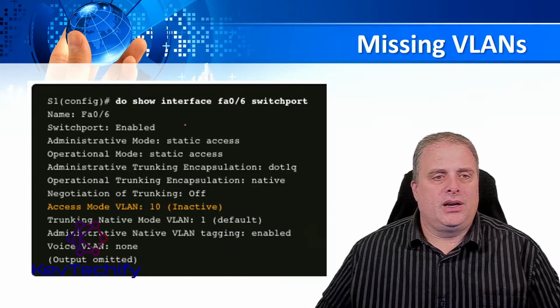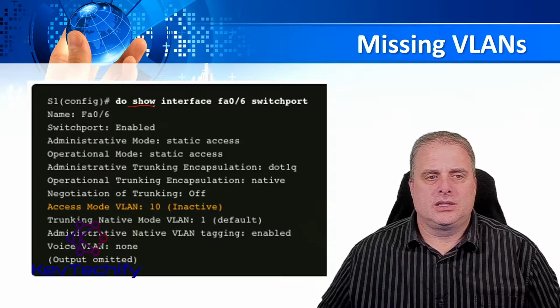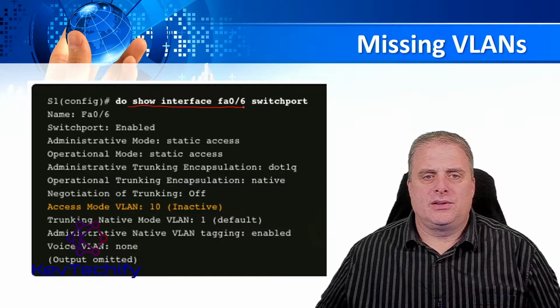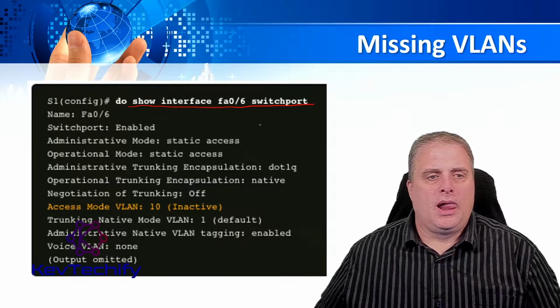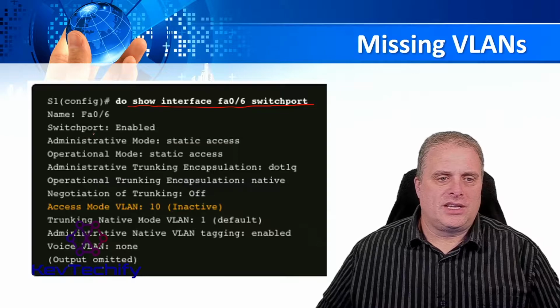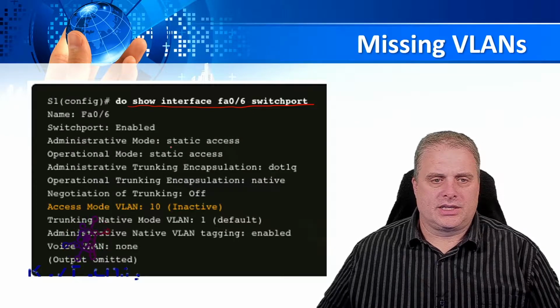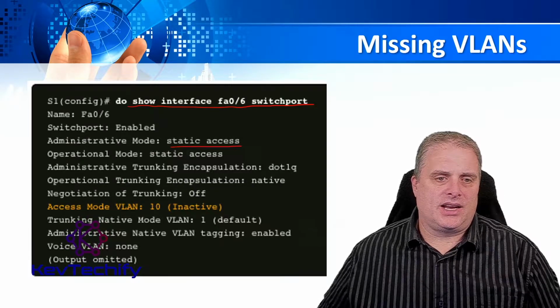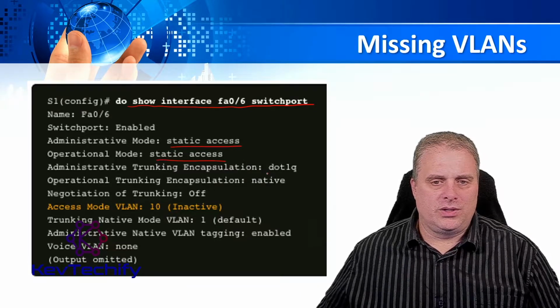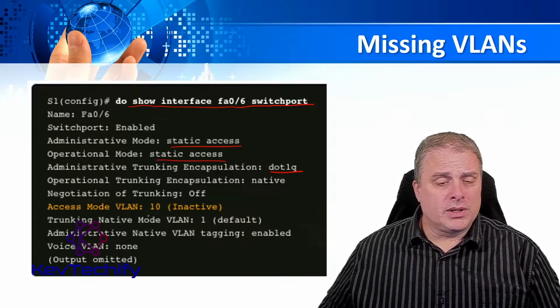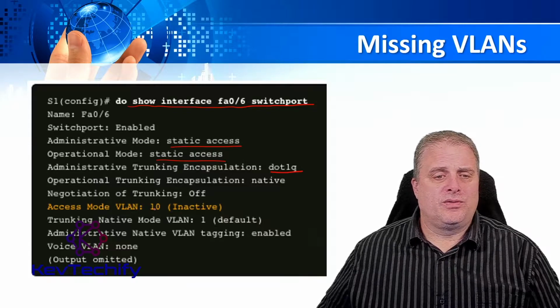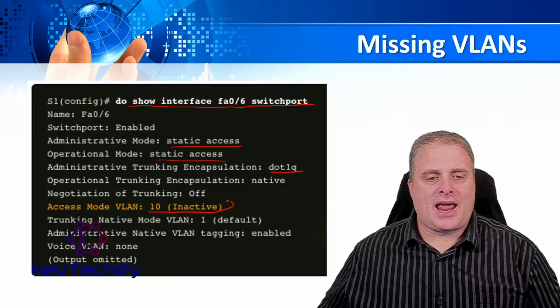This example right here, we did a show interface Fast Ethernet 0/6 switchport, and it gives us information about our Fast Ethernet switch port, and it says it's set as static, it's running as static. We're using 802.1Q. But down here, it says access mode VLAN is 10, and then it's inactive.